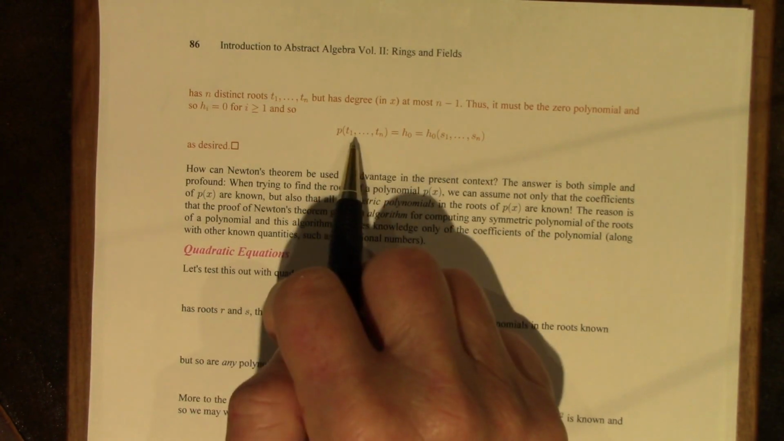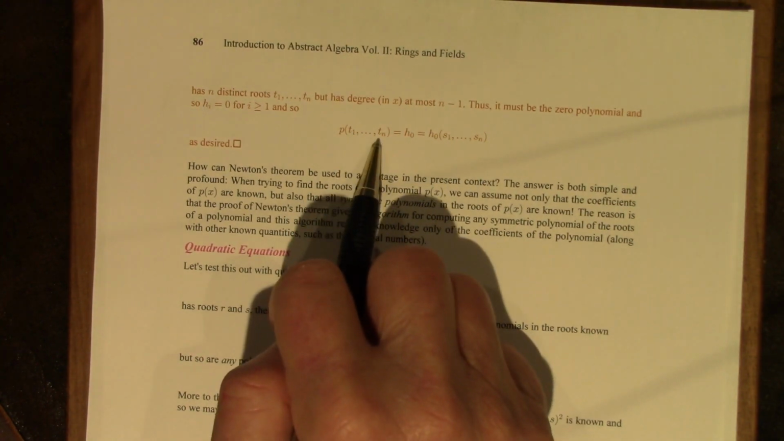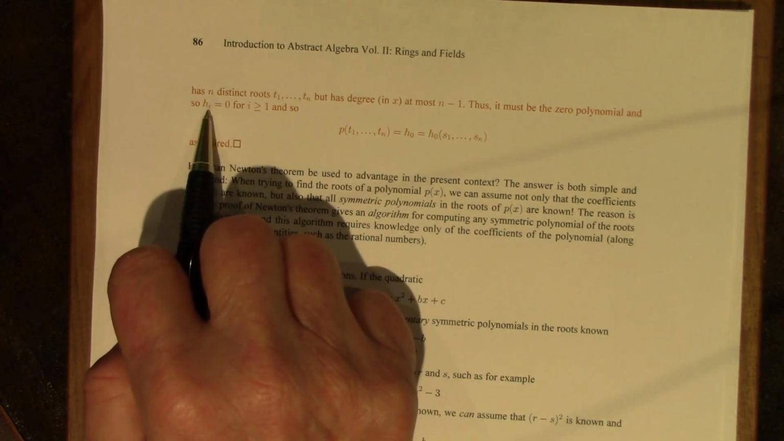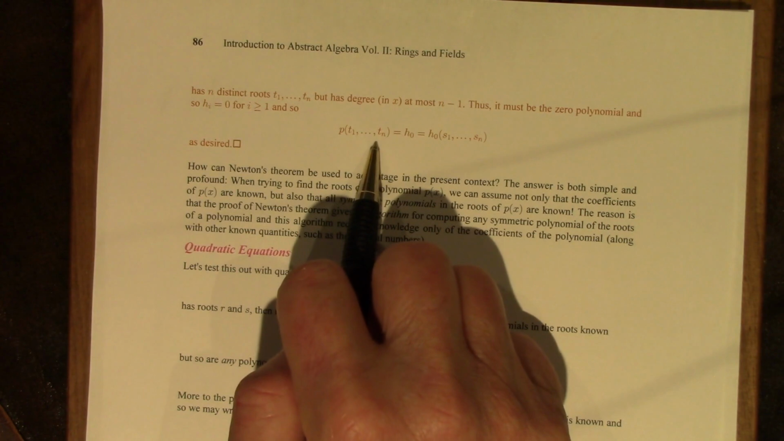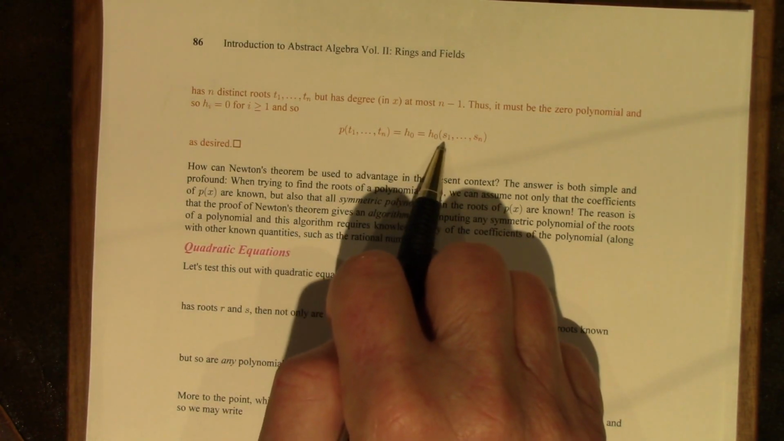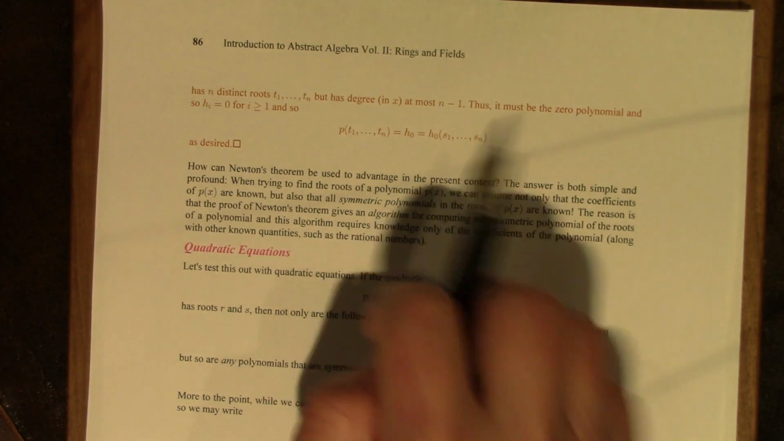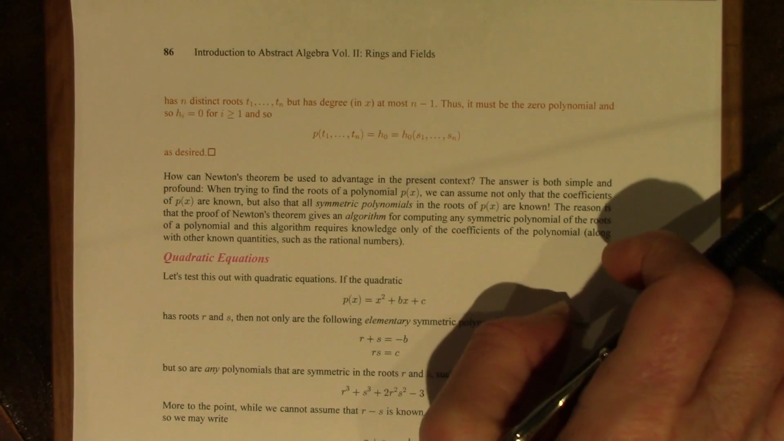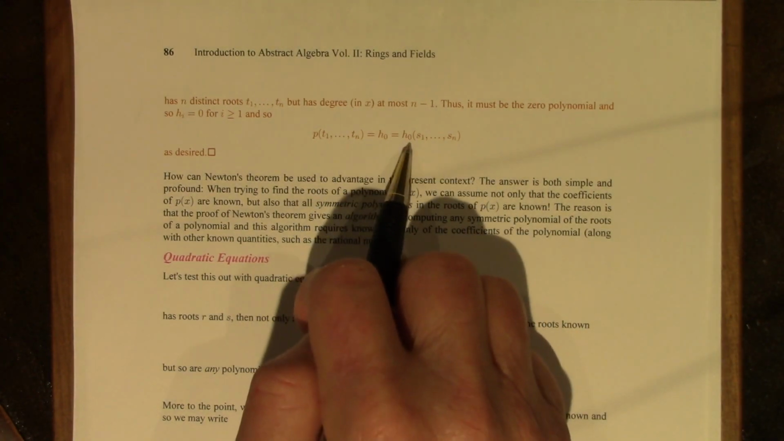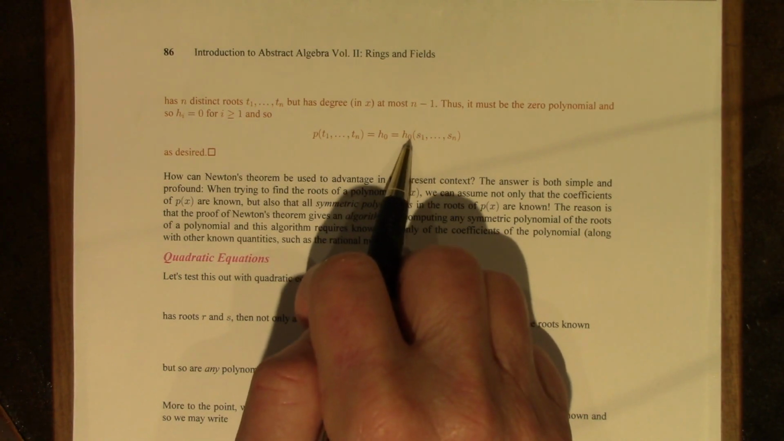And so P of T1 through Tn is all the h sub i's for i bigger than or equal to 1 being zero. So P is h naught, which is h naught of S1 through Sn. And we are done. Isaac Newton is done. Okay. That is the polynomial we want. That's the Q polynomial. And this whole process is algorithmic.